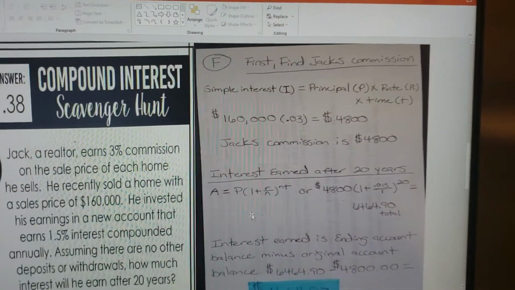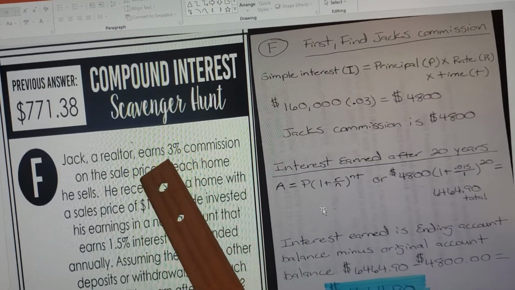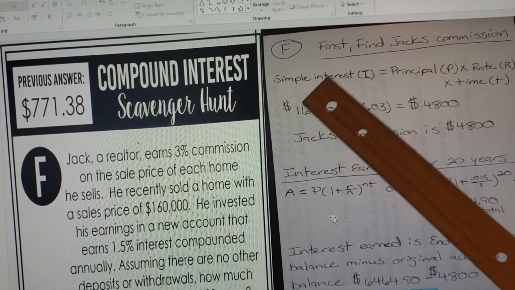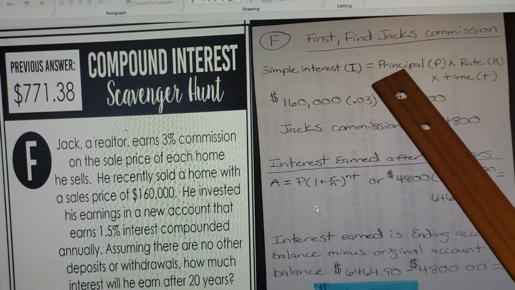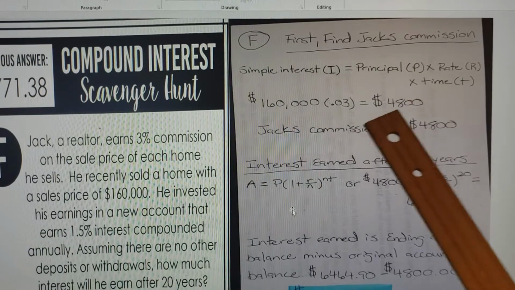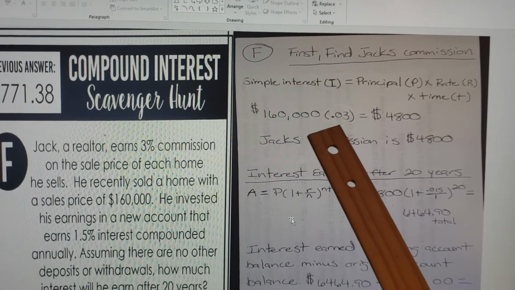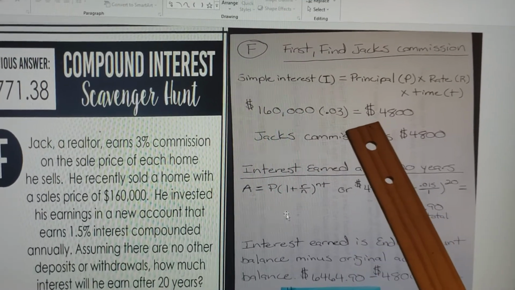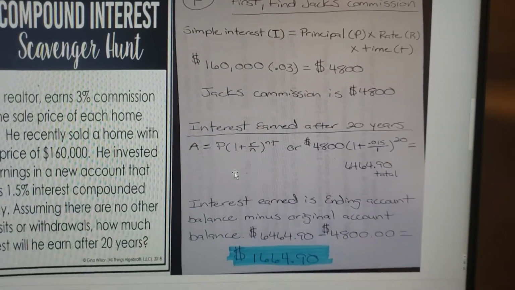So the first thing you need to do is find out what was Jack's 3% commission. And that's just finding simple interest, which would be the principal times the rate, since there is no time. So that's 160,000 times 3%, which turned into a decimal makes that 0.03. And that means that Jack's commission is $48,000.